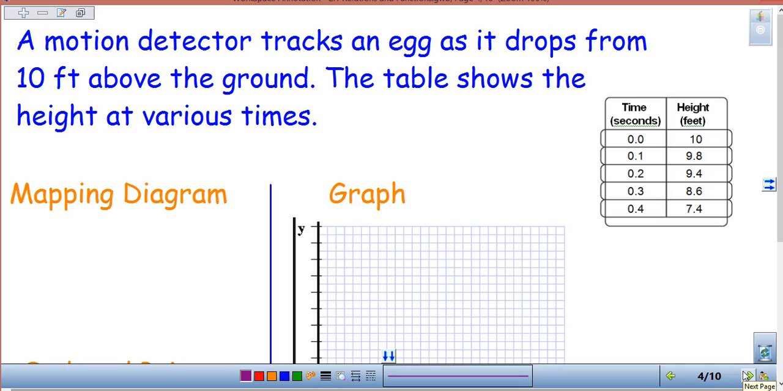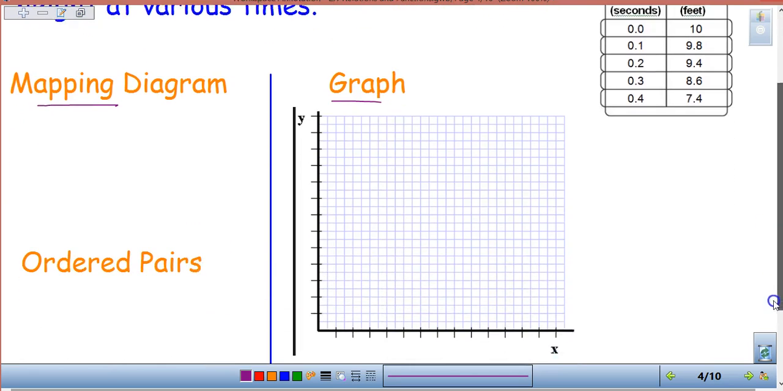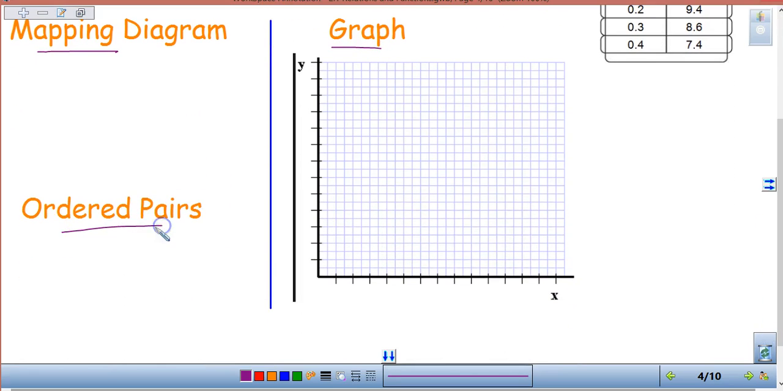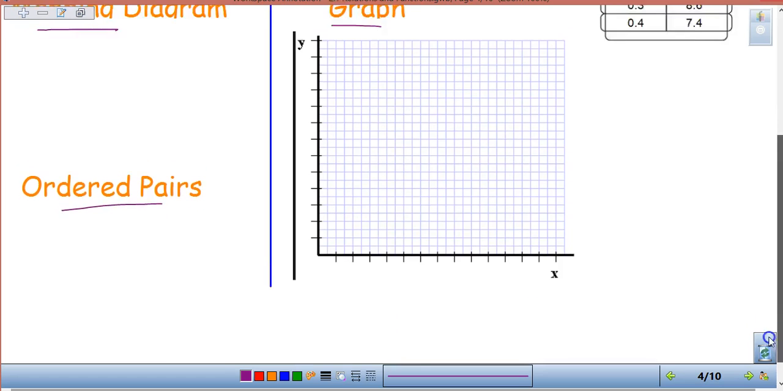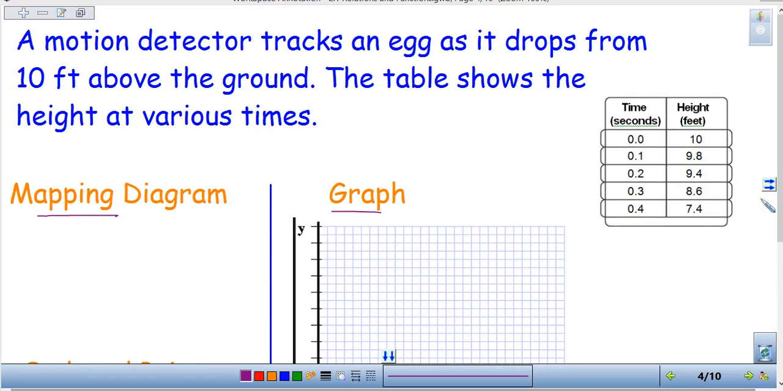What I'd like you to do right now is pause your video and try this by yourself and see what you get. And then you can check your answer. But do pause your video and try this on your own. Make sure that you can represent it in the 3 different ways. I've given you a table, so you just need to create the mapping diagram from that, the graph, and then the ordered pairs as we go through. So, please pause to do so.